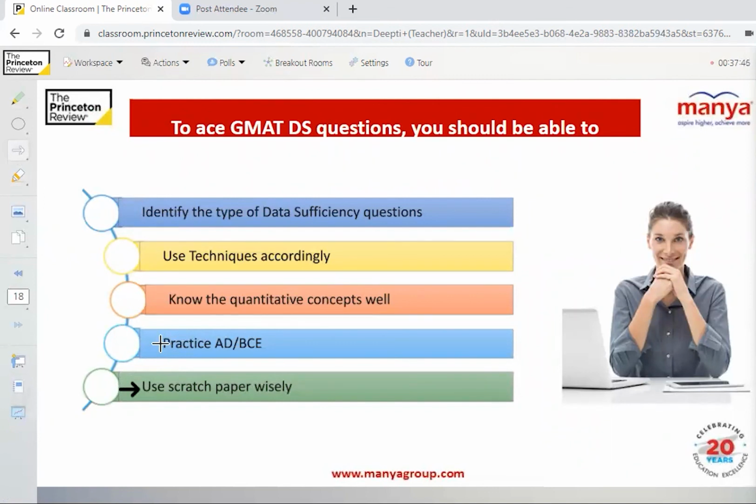Most of the students don't use scratch paper for data sufficiency questions. However, data sufficiency questions are a different type of question. And it is very important to use scratch paper for these questions. And if you know how to use scratch paper wisely for data sufficiency questions, half of the game is won.